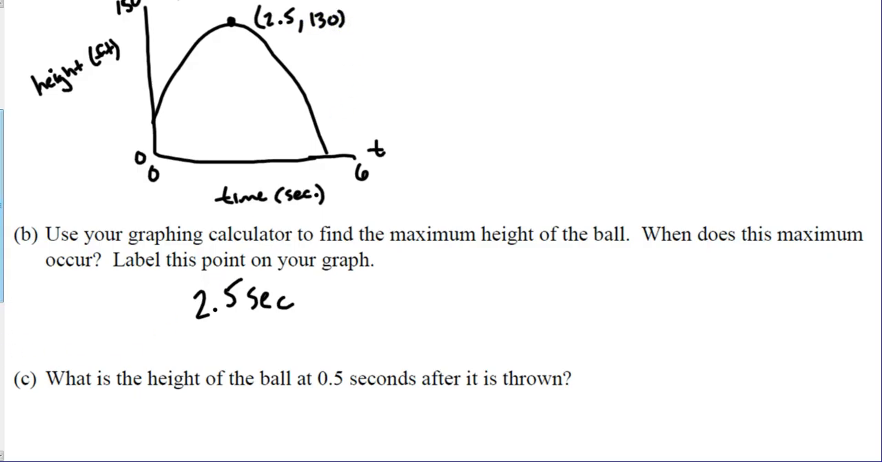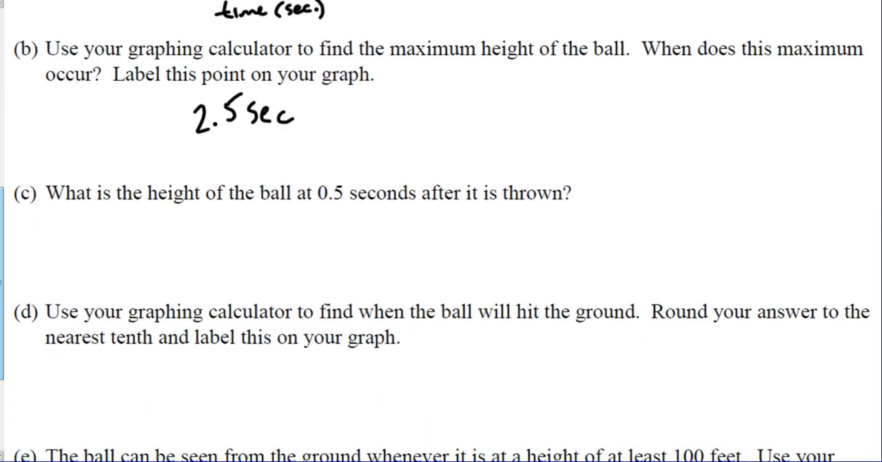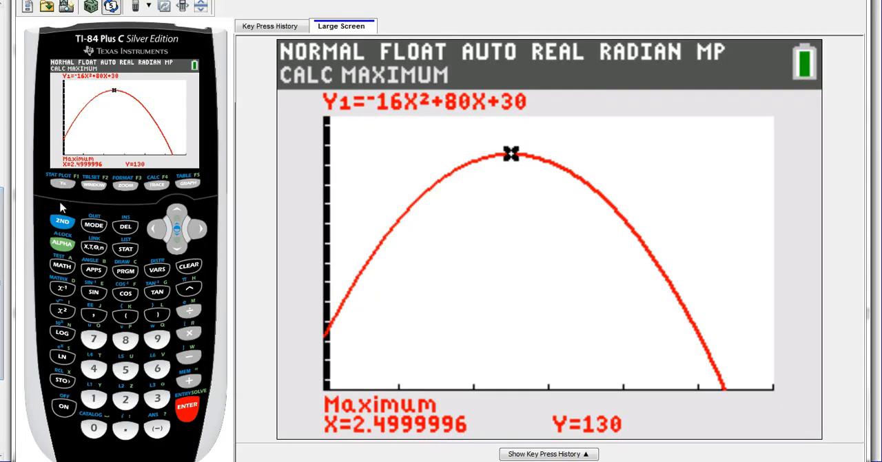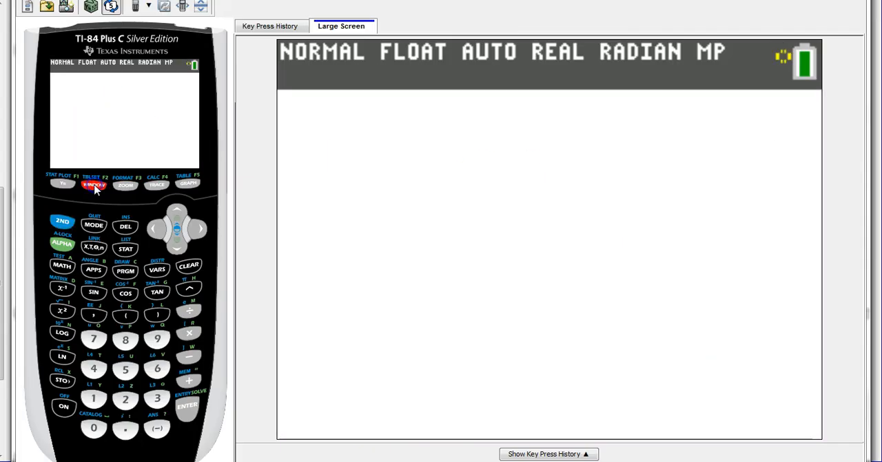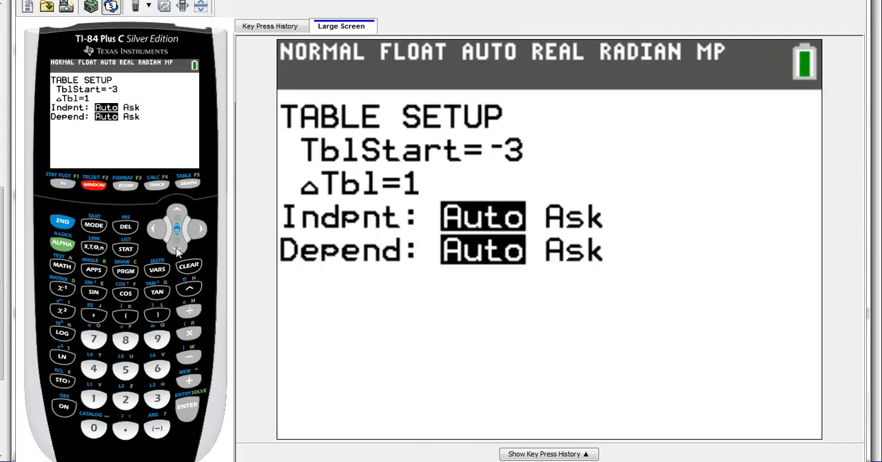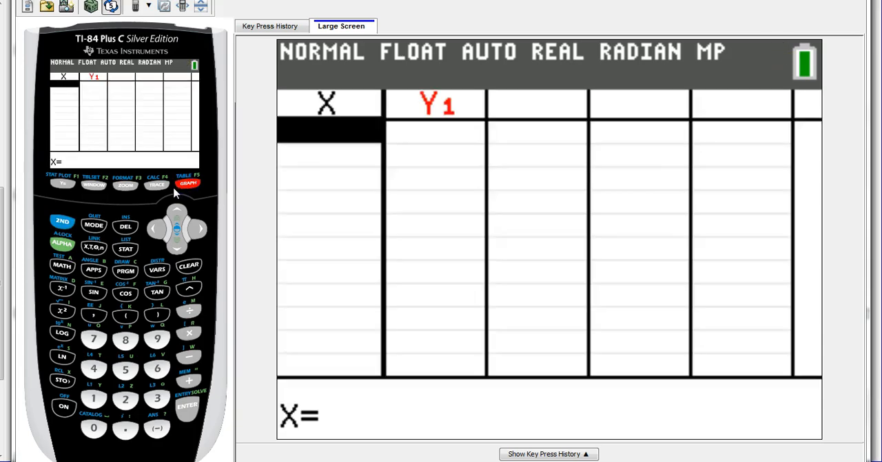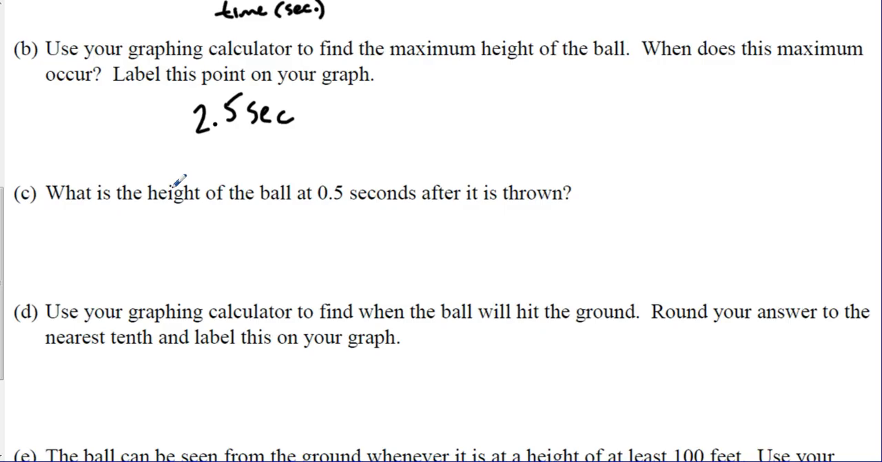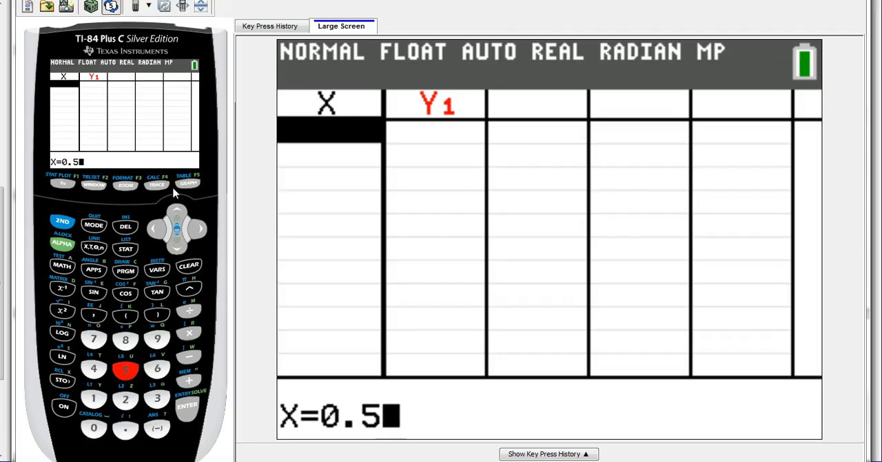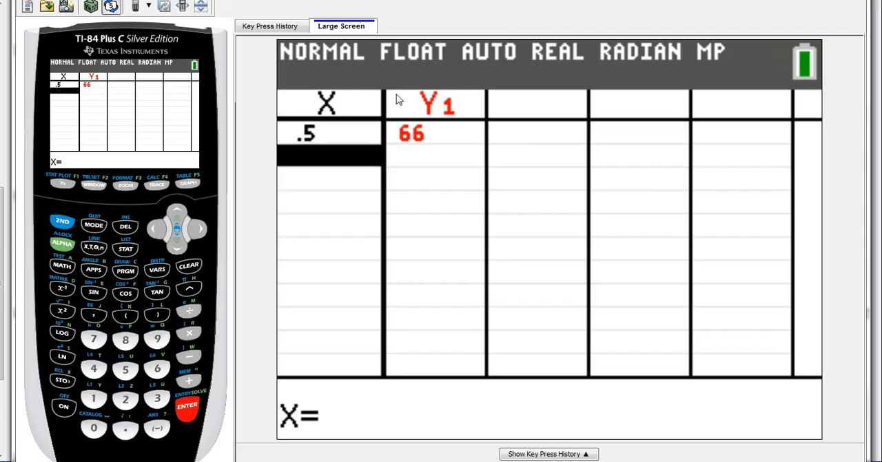What is the height at 0.5 seconds after it's thrown? Well, remember doing that little trick we did? Second table set. We change our independent variable to be ask, and then we hit second table. And now we can put in, what was it, 0.5 seconds. And it will tell me the y. So 66 feet.